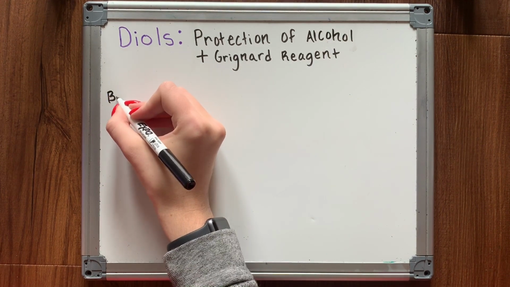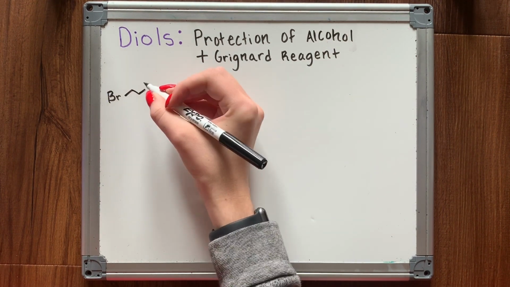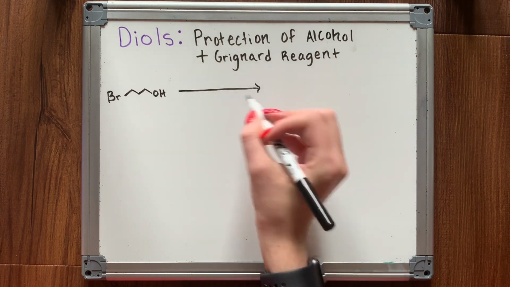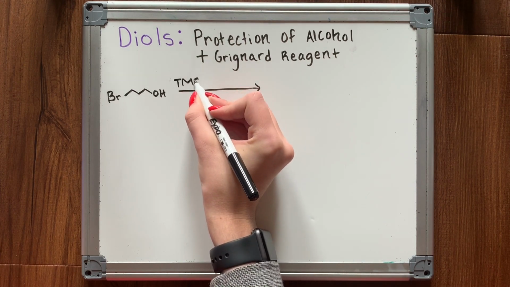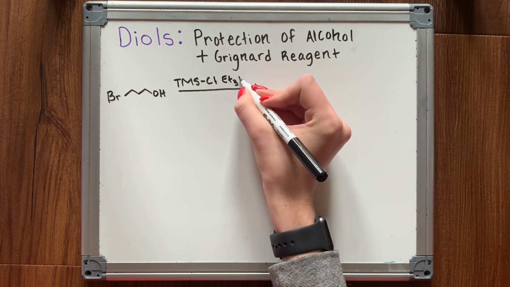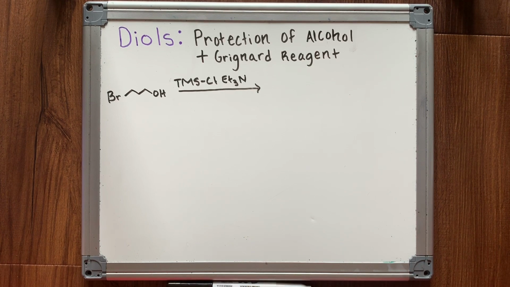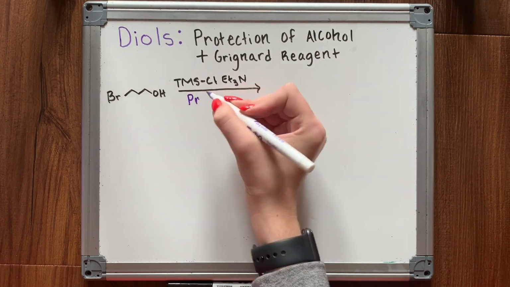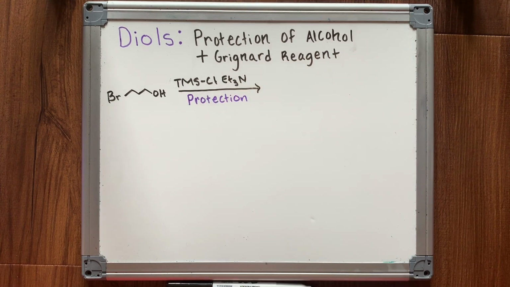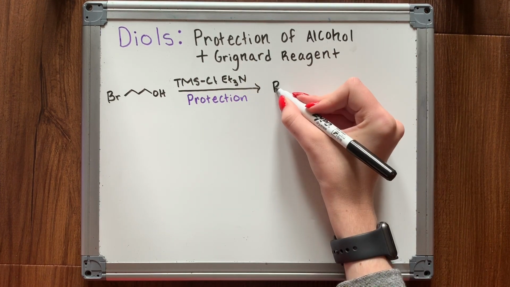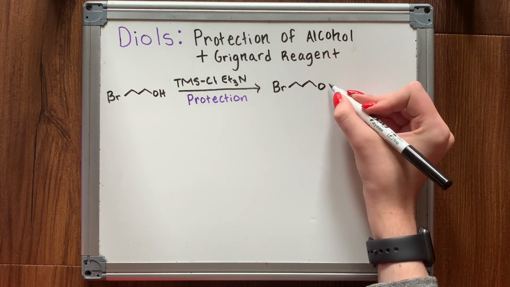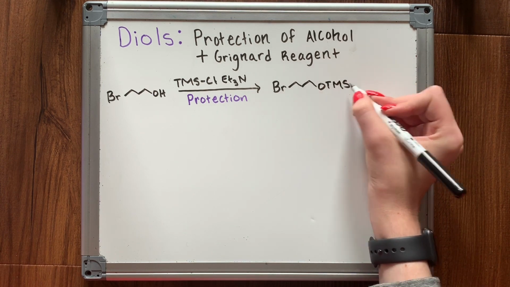Okay, another way to make diols is, let's say we have a compound that already has an alcohol on it, like the one I just drew for you, a primary alcohol that also has bromine on it. To use the Grignard reagent, we protect the alcohol so there are no acidic hydrogens for the Grignard reagent to react with. We protect the alcohol in the first step: the hydrogen comes off and you have the OTMS instead of the alcohol, and that preserves it.